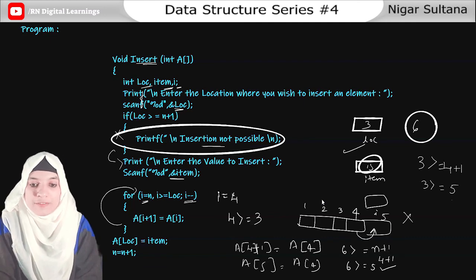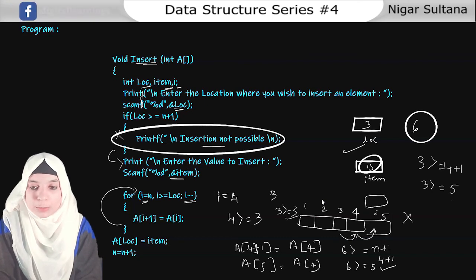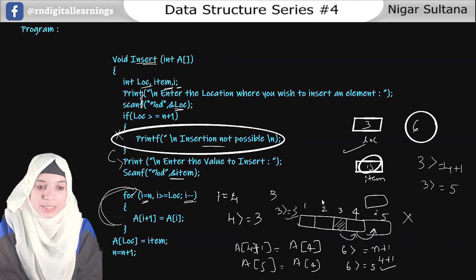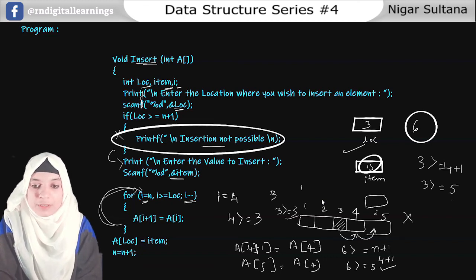That is, now the I value will be 3. Is 3 greater than or equal to 3? Yes. If it is true, again I must place the value of the third position into the fourth position. Now this space will be empty, isn't it? Next, when the I value is decremented, it is now 2. Is 2 greater than or equal to 3? It is false. No need of movement of any element.